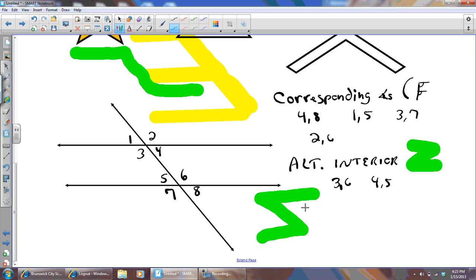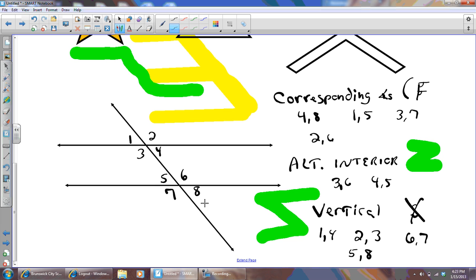And then we know vertical angles. Vertical angles make an X. Vertical make an X, right? And so there's lots of examples of verticals: 1 and 4, 2 and 3, 6 and 7 are vertical, 5 and 8 are vertical. See the X's?